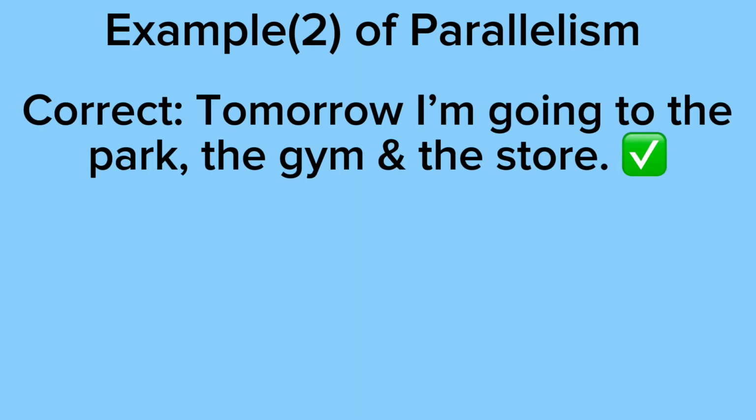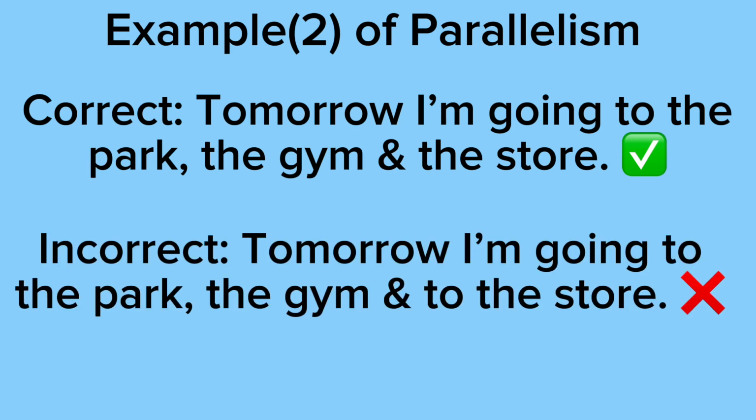So our second example of parallelism says, tomorrow I'm going to the park, the gym, and the store. This is the correct way of writing the sentence because the park, the gym, and the store are all written in the same grammatical form or pattern. And our incorrect example says, tomorrow I'm going to the park, the gym, and to the store. As you can see, this sentence is all over the place and it doesn't have a grammatical pattern.